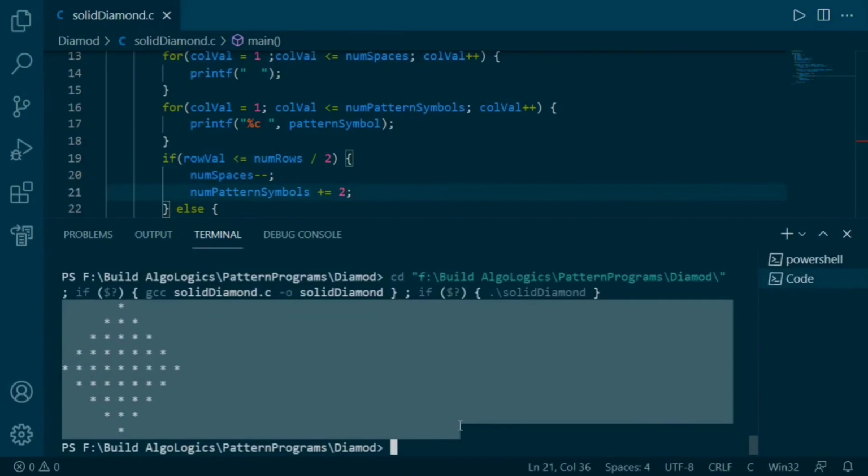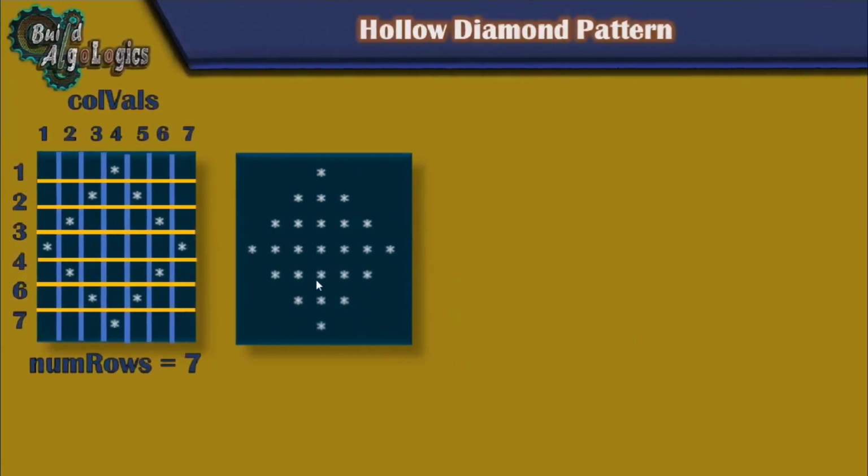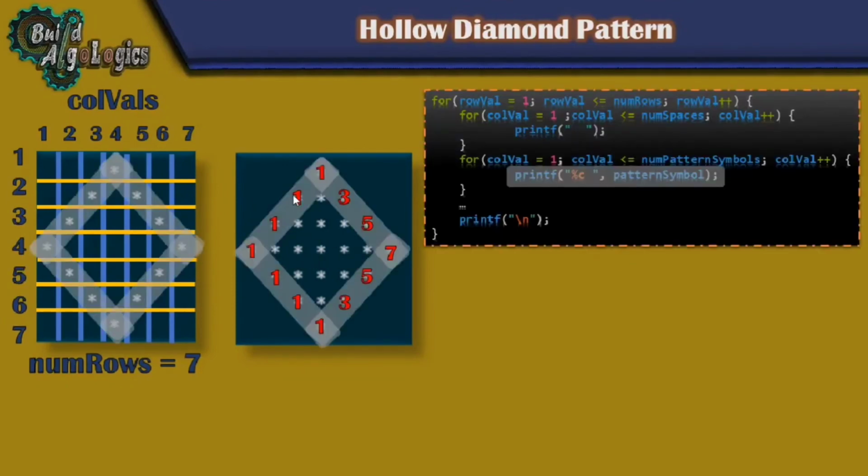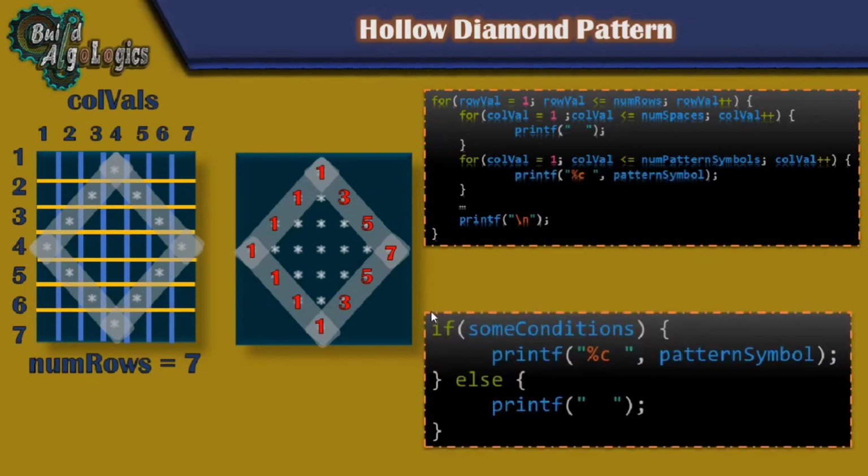For the next two patterns, I'll use this code as a base. So let's see how we can print our hollow diamond. As this pattern is very similar to this one, here also we have to make some changes in this part of the code. Instead of printing only the pattern symbol, we'll print both pattern symbols as well as spaces, and we can achieve this by using this if-else block. When some condition evaluates to true, we execute this if block, else we execute this else block.